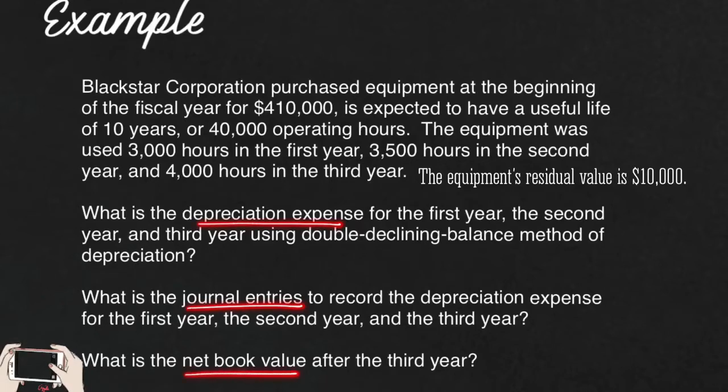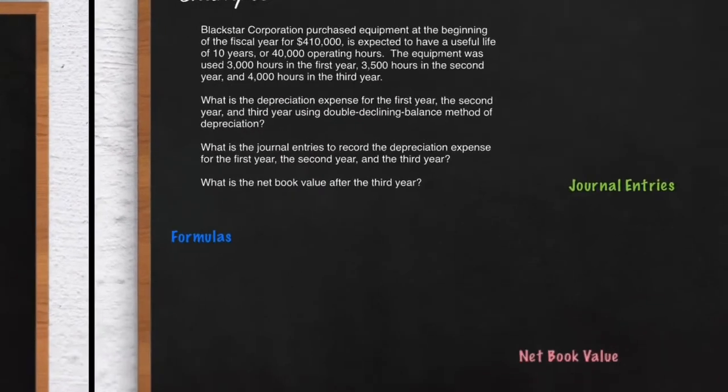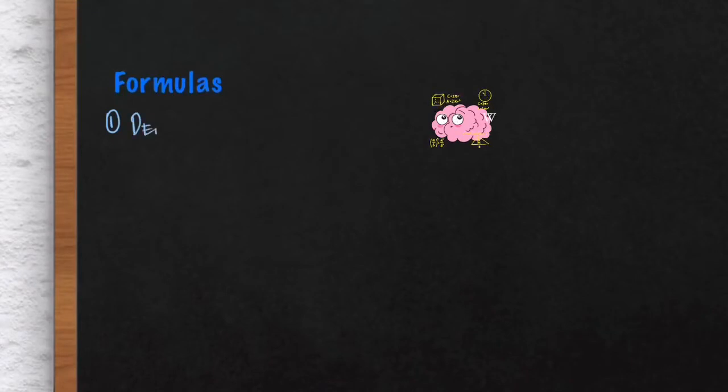In this problem, we'll calculate depreciation expense, go over the journal entries, and finally the net book value of the asset after the third year. So first of all, let's go over all the formulas that are going to be required to calculate the depreciation expense and accumulated depreciation, to record the journal entries, and also figure out the net book value.